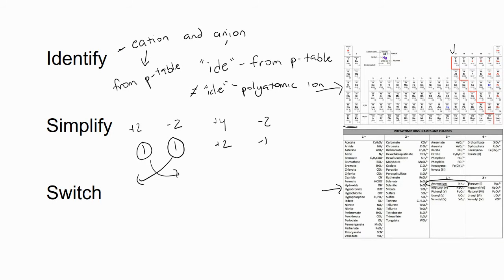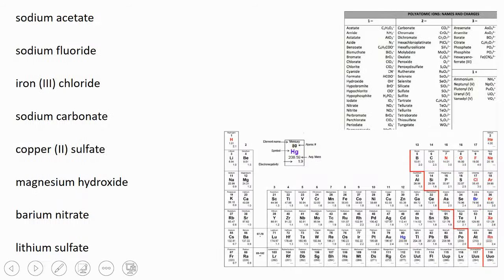Okay, so let's go ahead and get some practice with some problems. So this first problem is sodium acetate. The first thing that we'll do is look at the cation, which is sodium. Hopefully sodium sounds familiar to you at this point, and you'll know that you can find it on the periodic table. It's right here in the first column.